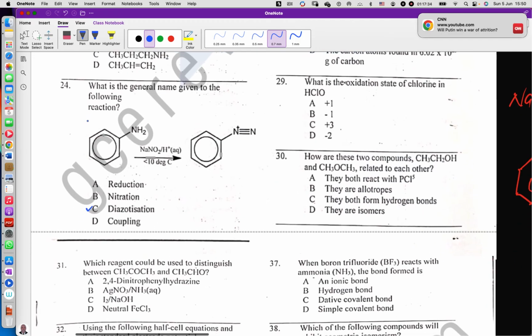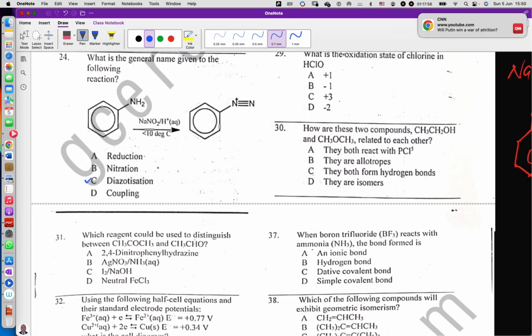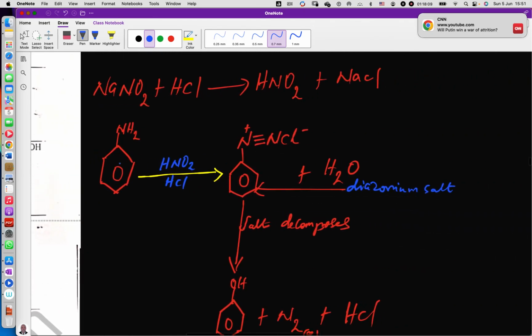Question number 24. What is the general name given to the following reaction? The reaction here is phenylamine reacting with this compound here, and they are asking us whether it is reduction, nitration, diazotization, or coupling. Let me write the equation, and you will see it well and know the answer yourself.